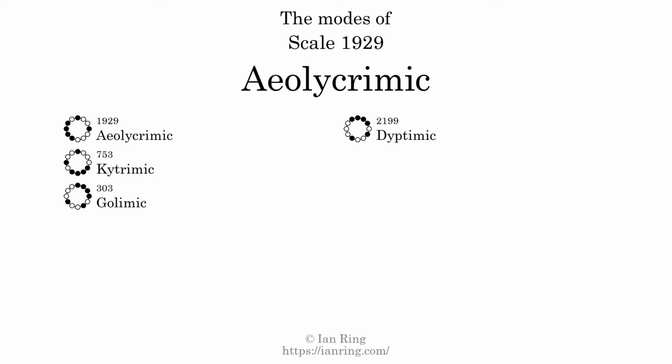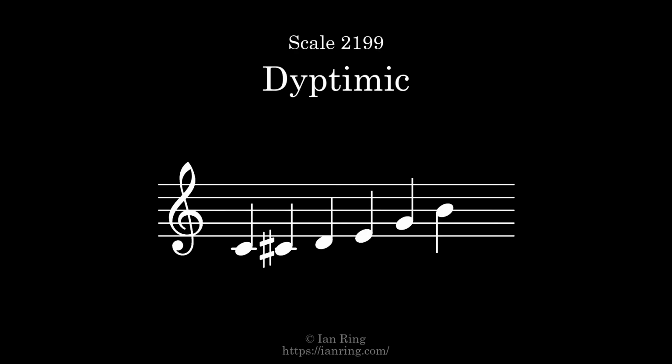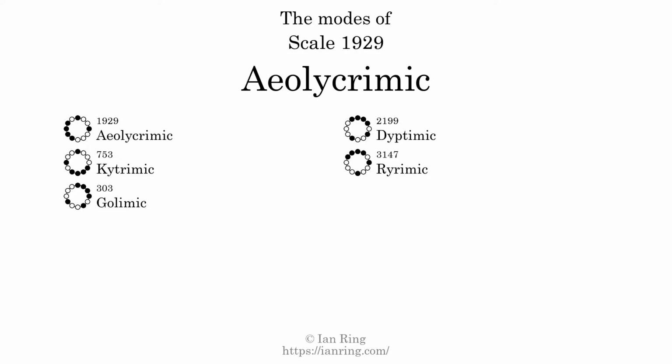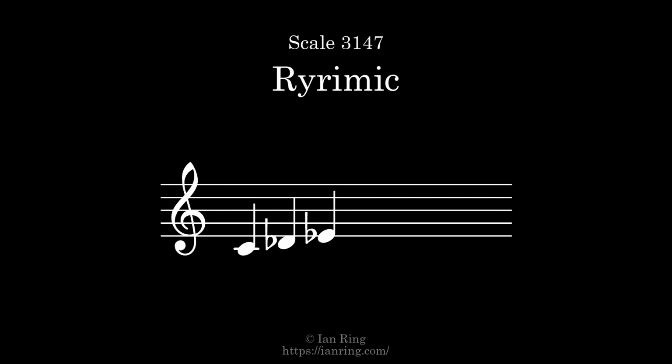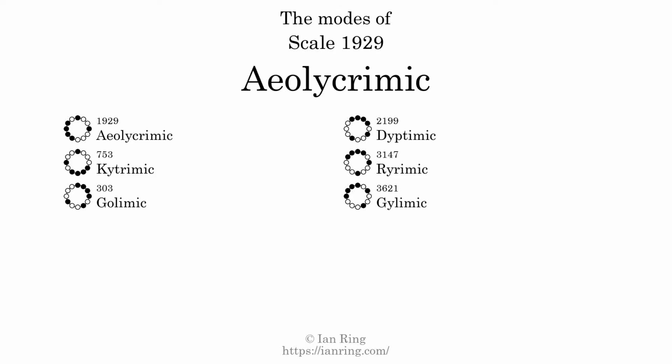The fourth mode is scale 2199, also known as diptymic. It sounds like this. The fifth mode is scale 3147, also known as rhythmic. It sounds like this. The sixth and last mode is scale 3621. Also known as Aeolycrimic. It sounds like this.